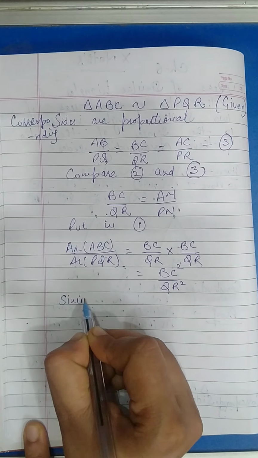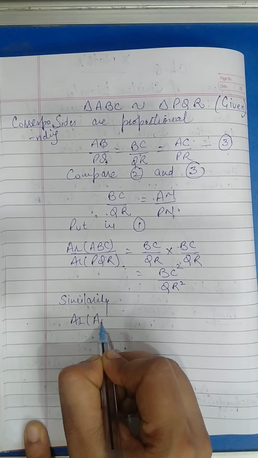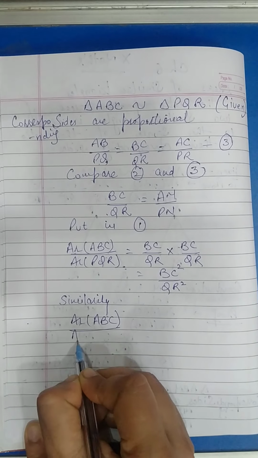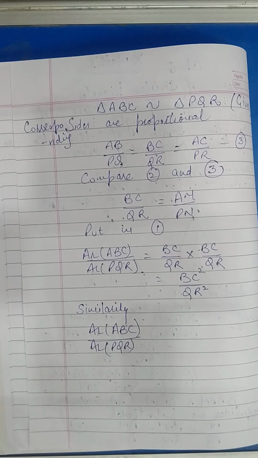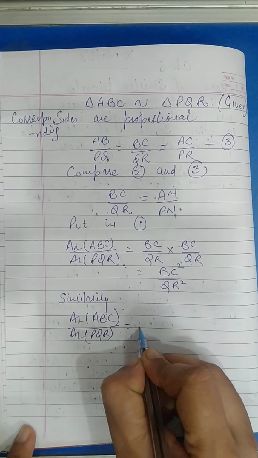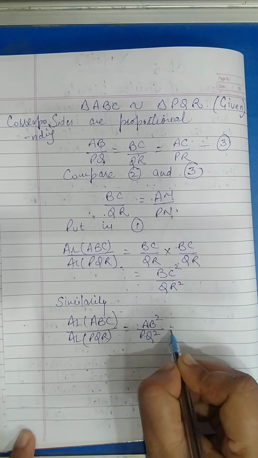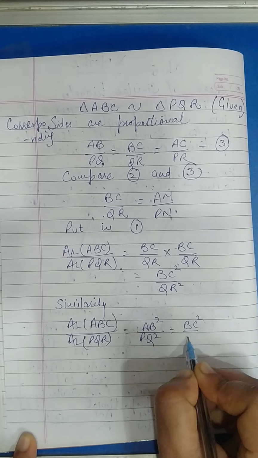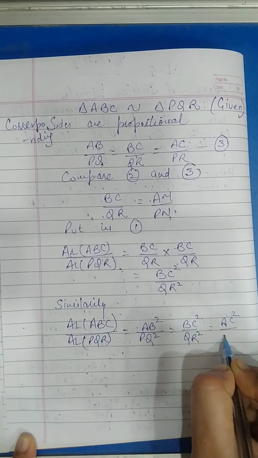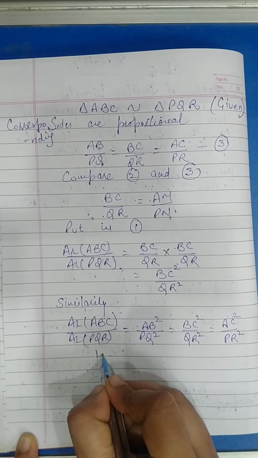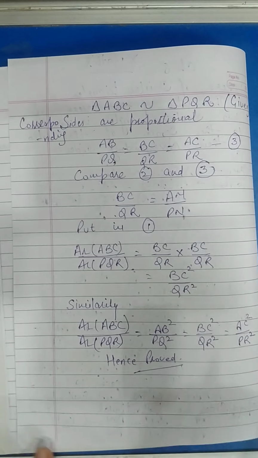Similarly, we can say area of ABC upon area of PQR, the ratio of areas of two triangles, is equal to the square of the ratio of their corresponding sides: AB square upon PQ square is equal to BC square upon QR square is equal to AC square upon PR square. Hence proved. Thanks a lot.